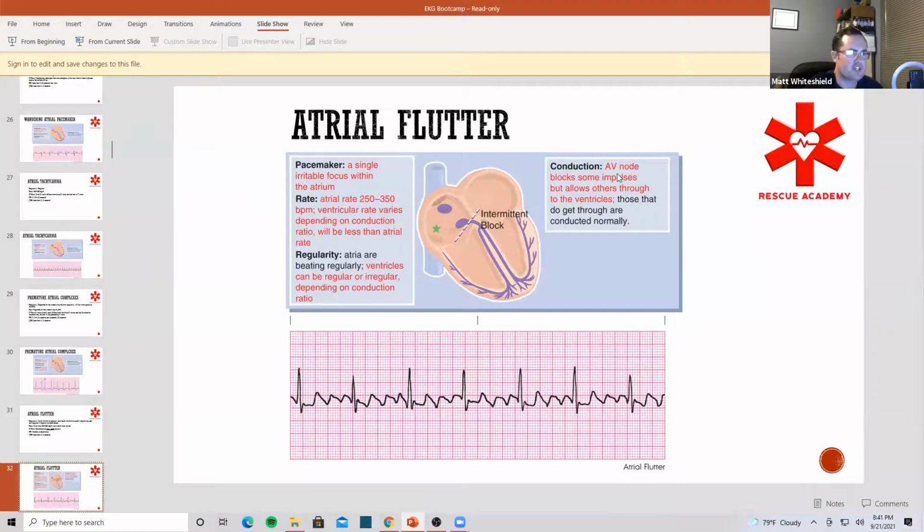Now it says with conduction, the AV node blocks some impulses, but allows others through to the ventricles. Those that do get through are conducted normally. So that means the SA node is firing fast, right? Some of those are getting through the AV node and then contracting those ventricles, but most of them are not. The atrium just keeps firing on its own pace, right?